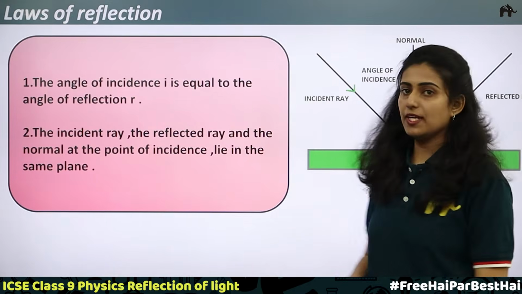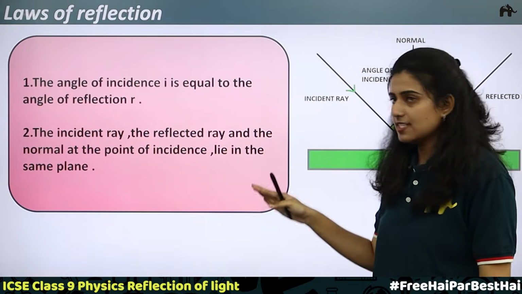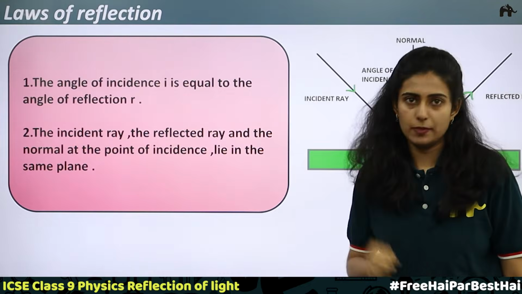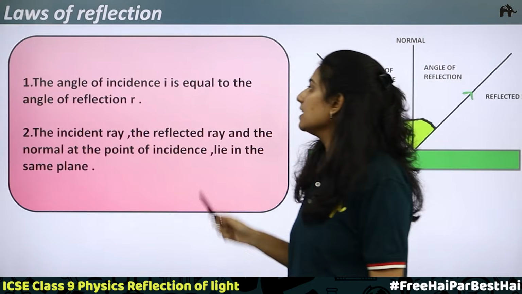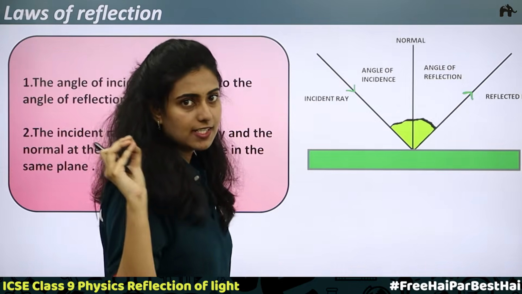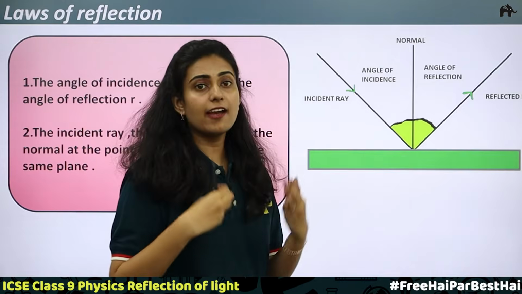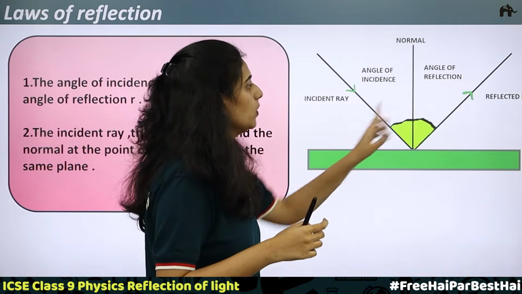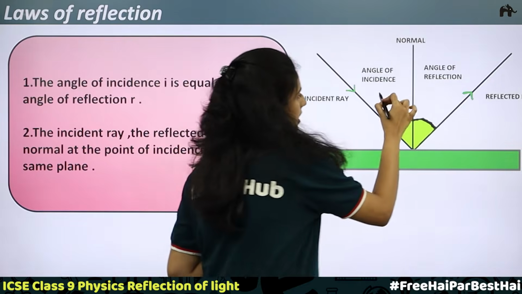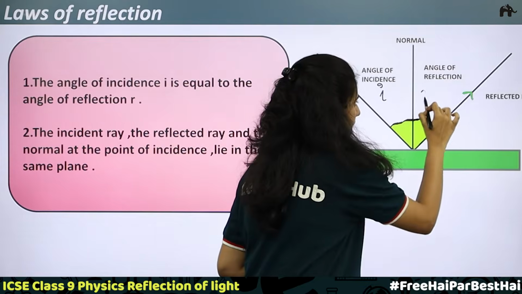So reflection obeys two very important laws. These are called the laws of reflection. Reflection happens only if these two laws are obeyed. So the first law is the angle of incidence I is equal to the angle of reflection R. The angle made between the incident ray and normal is called the angle of incidence, and the angle made between the reflected ray and normal is called the angle of reflection. So here incident angle is I and reflected angle is R.